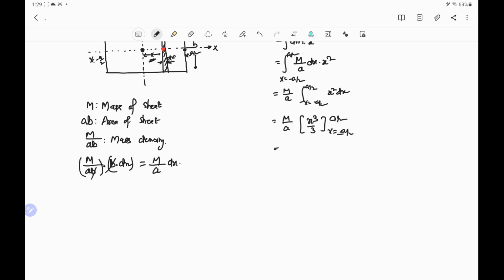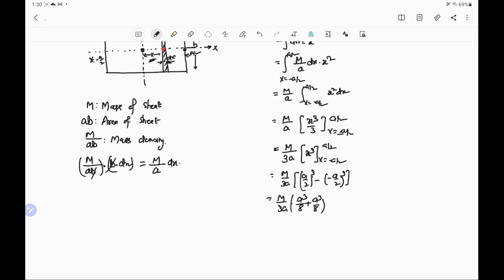The 3 is a constant, so it is taken out, giving m by 3a times x cube from minus a by 2 to a by 2. Putting the limits, this will be (a by 2) raised to the power cube minus (minus a by 2) raised to the power cube. On solving, it will be a cube by 8 plus a cube by 8, that is equal to m by 3a into a square by 4, equal to m into 1 by 12, since 3 into 4 is 12. The a will be cancelled out, this is cube, so it will be square, m a square.